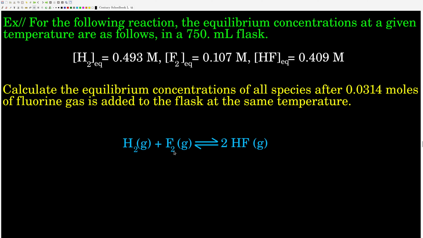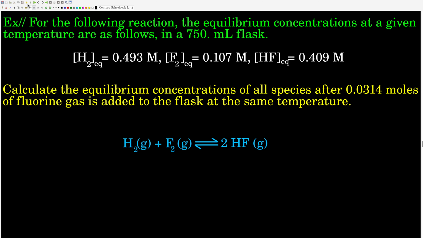So a couple things. We know we don't even have to calculate Q, because we have more of one of the reactants than we did at equilibrium, which means that Q is going to be less than K, and equilibrium is going to shift to the right. And that's going to be important. So why don't you guys go ahead and work on this, and come on back when you get an answer.